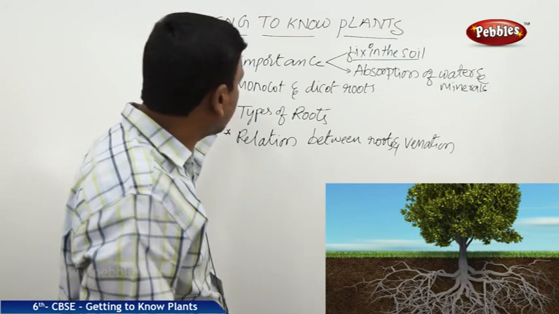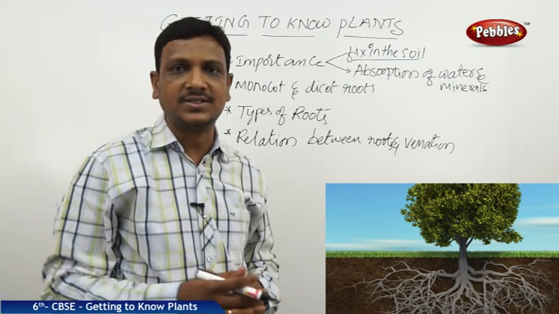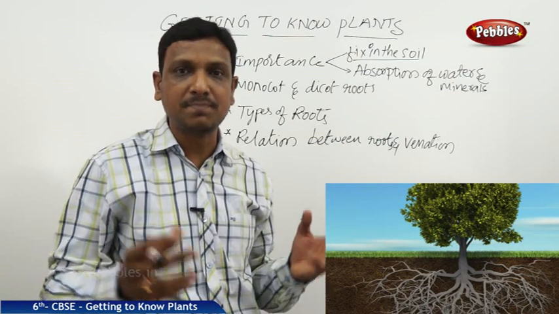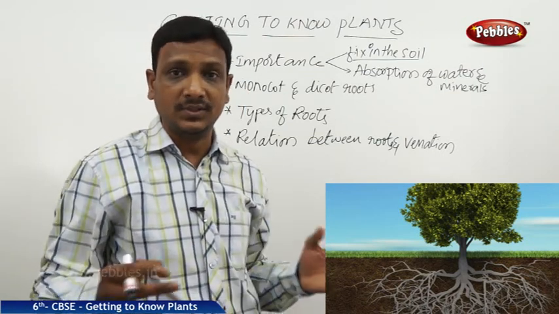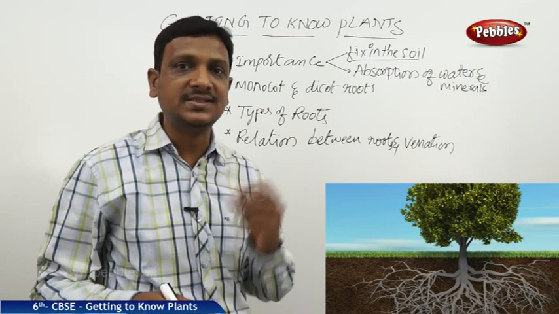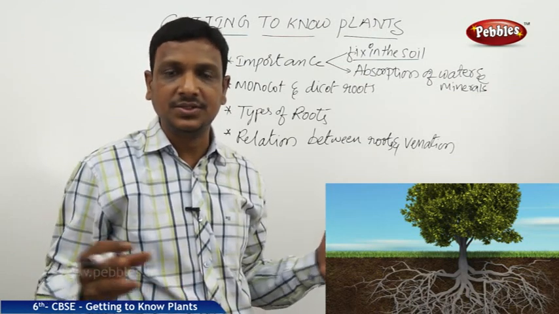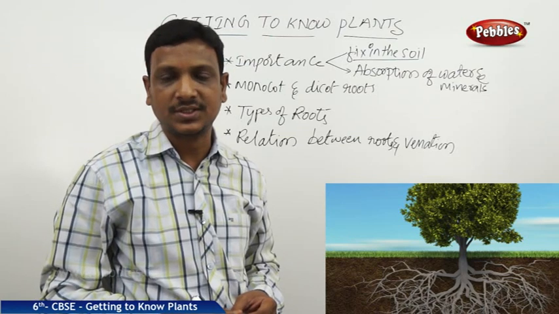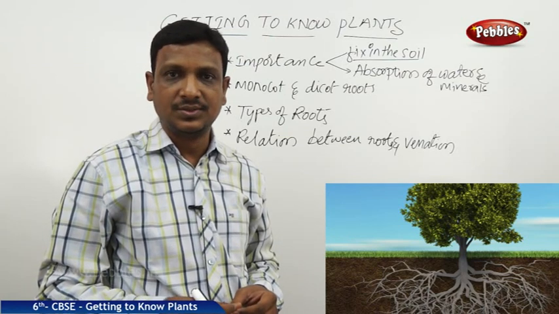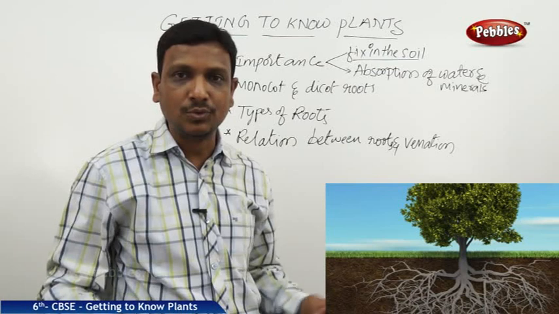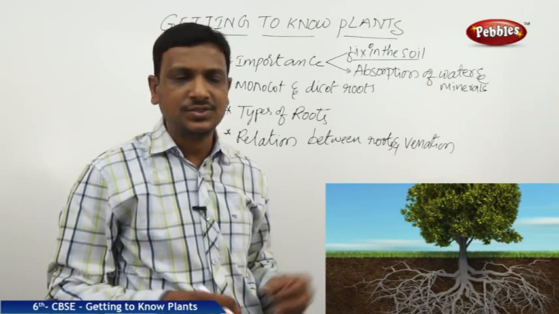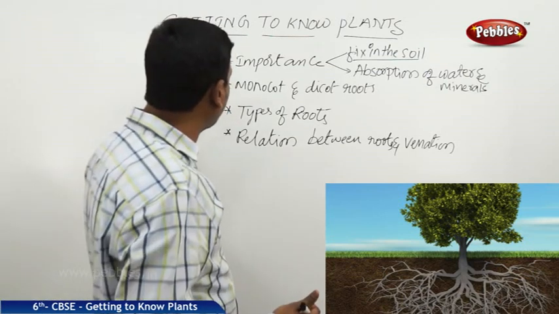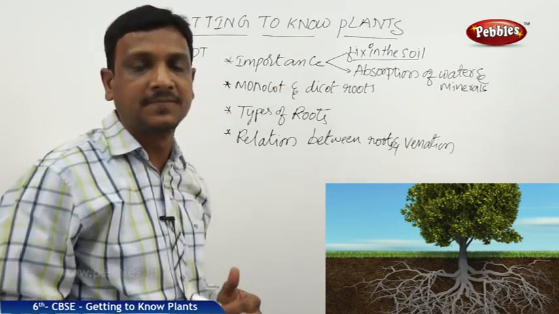Now what's next is monocot and dicot roots. That means the rooting pattern of plants is different. Based on the seed type, we divide the plants into two categories, monocot and dicot. If you observe the roots of these two, you will find some difference. You may not know what monocot and dicot are, so I'll let you know that.